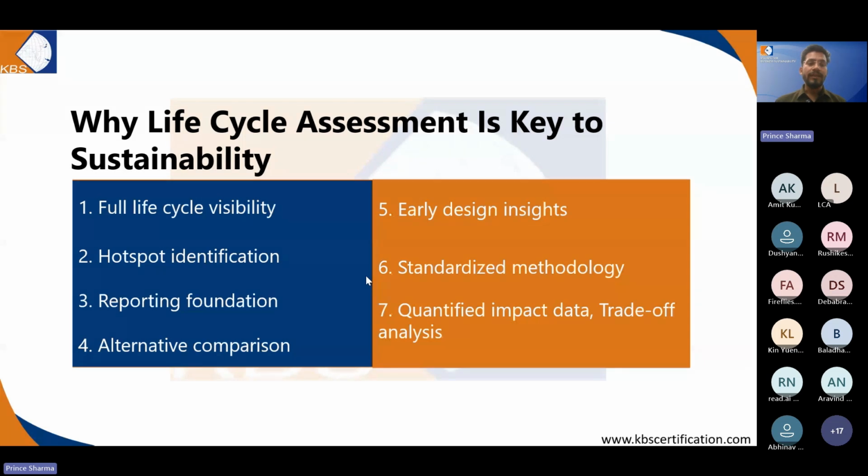So fourth point, alternative comparison. It gives you different alternative comparisons for your designs, for your products, or to conclude which one is better and in what categories. Coming to our fifth point, that is early design insights.